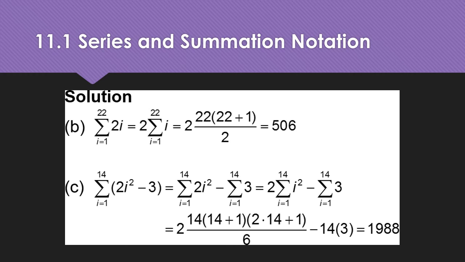C, we're going to put together the rules for 3 things here. We're going to pull the subtraction apart, then we're going to pull the 2 out in front of the summation with the i squared, and we're also going to use our formula for adding up i squared. And putting all that together, you should get 1988.